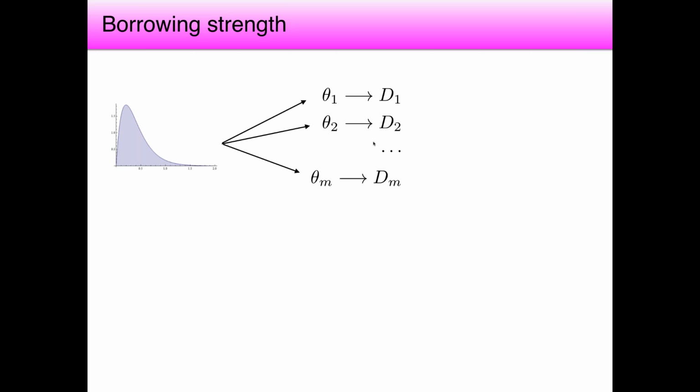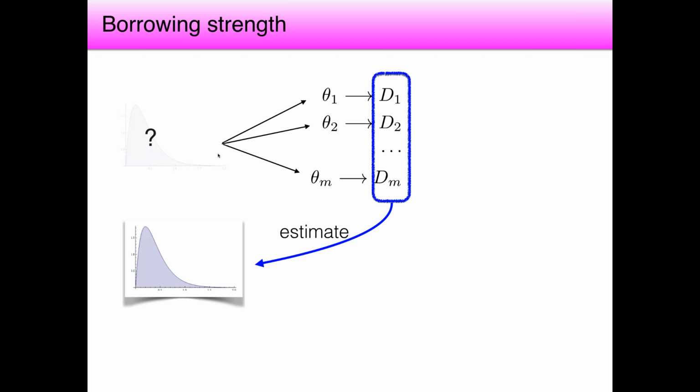Well, go back to the Kiefer-Wolfowitz story. You've got a bunch of related but separate problems. I have unknown quantities, data, and I'm going to now treat them as if they come from a distribution in order to try and get some benefit. But of course, in reality, I don't know the distribution that generated them. Of course, I have data, so maybe I could somehow or other estimate that distribution.